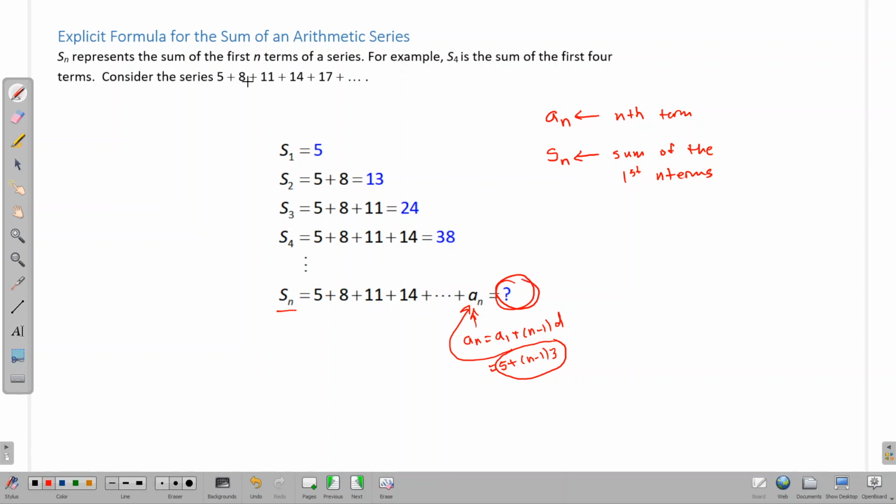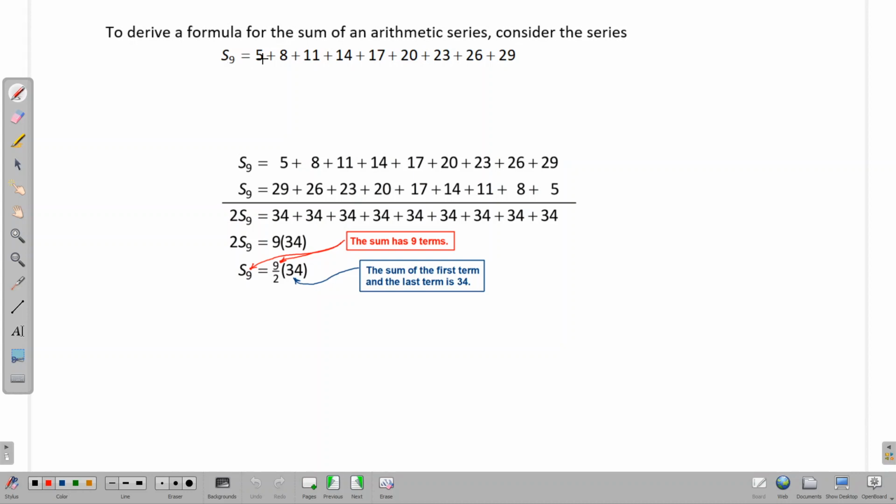So we're going to use this as an example to generate the formula, and we're going to consider just the sum of the first 9 terms. This will establish a pattern that we'll be able to generalize into a formula. So S9 is just that sum of the first 9 terms of that same series that we had.